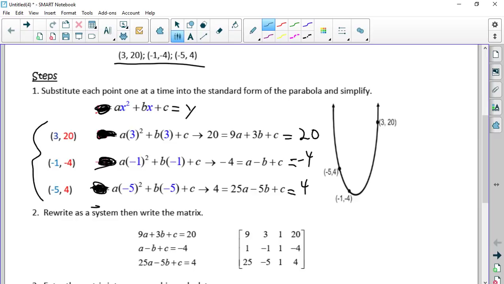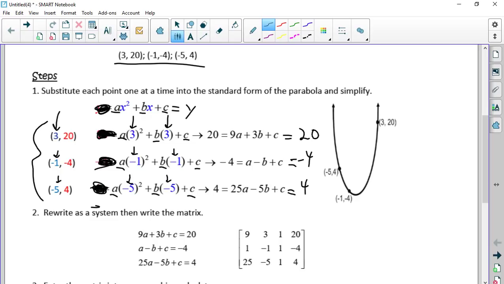So all we're going to do is write a all 3 times, write b all 3 times, and write c all 3 times. And then we're going to take our x values and put them in for x: 3 here and here. Then we take -1 and put it in here and here. I'm going to take -5 and drop it in here and here.